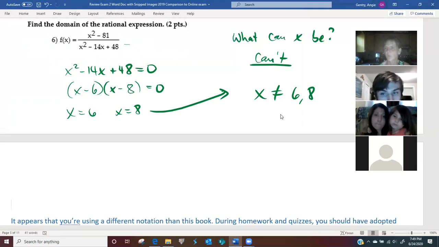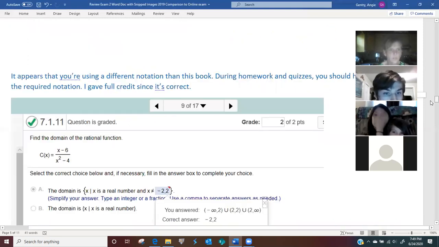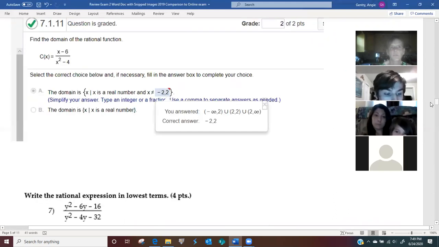Is that okay? I'm going kind of fast, but. So the book or the computer will say x is real, x cannot be 6 or 8 or something like that. That's what the book will say when you're looking for the domain. Yell if it doesn't make sense. Find the domain. So what is the domain here? We just did something very similar, right?